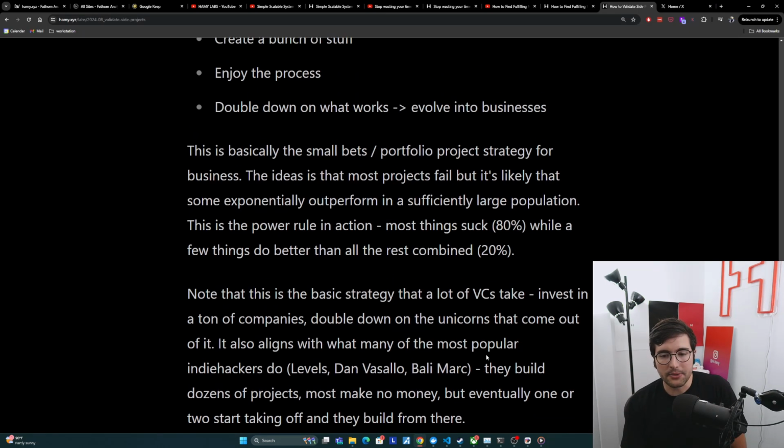And it also aligns with what many of the most popular indie hackers do. People like Levels.io, Dan Bisaya, who runs Small Bets, and then the Bali Mark, who was Indie Hacker of the Year in 2023. They build dozens of projects, and most make no money. Usually 1 to 3 actually make meaningful amounts of money. But eventually, by just going through the steps of making full-on projects, 1 or 2 start taking off and they can build from there.